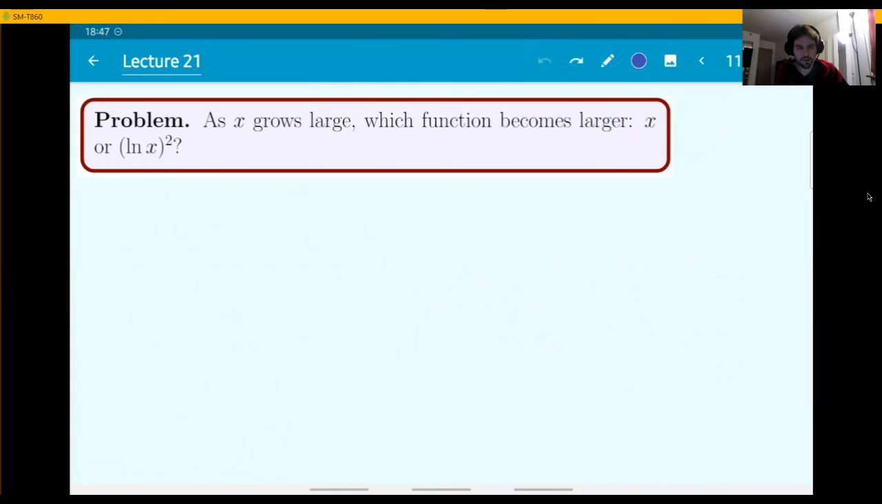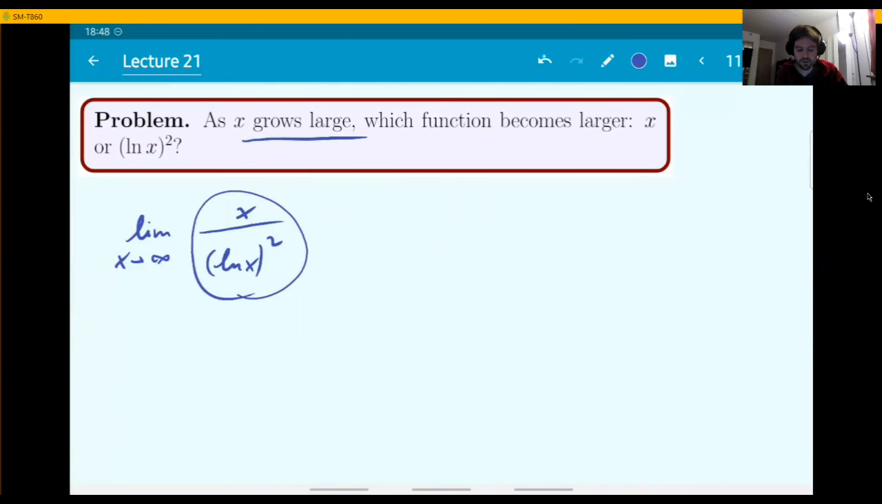So what they are asking for is this. As x grows large, so we're going to take x to infinity, which one of the two functions is larger? So compare the two of them by dividing one by the other and see what happens. If you find infinity, for example, here, that means the fraction is big. It's getting big, which means the numerator is larger, x is larger. Or on the other hand, if you find a 0, that means the whole fraction is small.